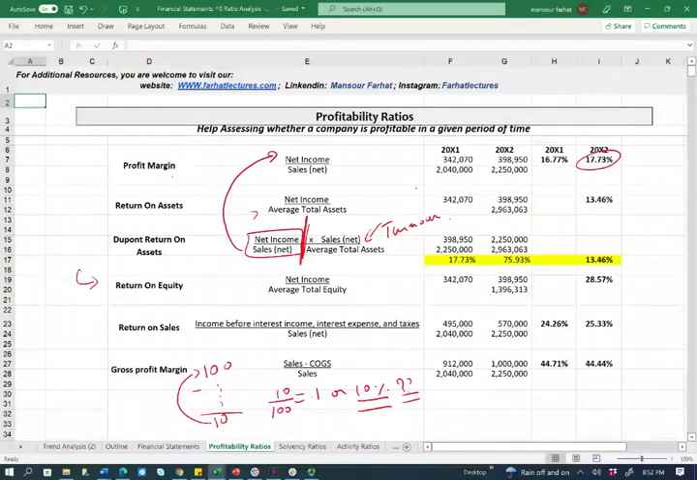Another profitability ratio is return on equity. Here it's telling us how much the equity holders, the owners of the company, are making. Basically, what's the return on their investment? This is return on equity. And how do we do so? We take net income divided by the average total equity. Again, because net income is an income statement item, we use the average equity, and we find out that for the shareholders, on average, the return on equity is 28.57.